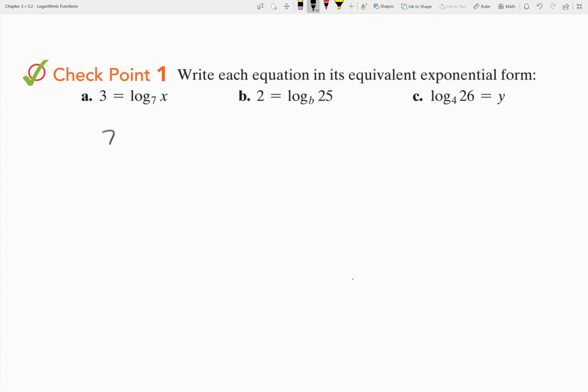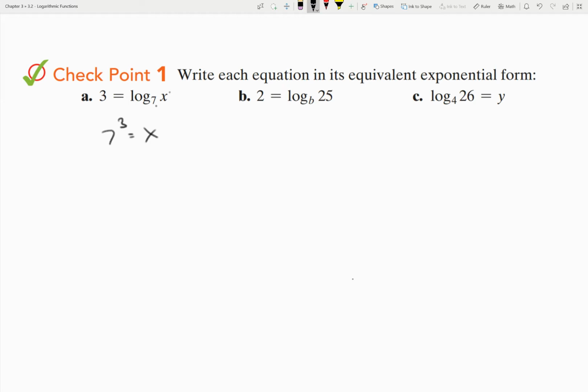7 is the base, 3 is the exponent, and it is equal to x. Answers to logarithms are exponents. I'm going to say that a lot because that's the most important part to remember: when you're solving a logarithm, the answer that it spits out is the exponent that turns the base 7 into this number. And in this case, that would be 7 to the third power, which is 343.